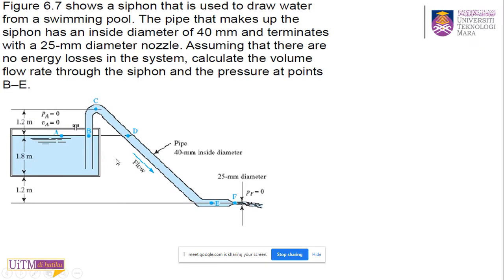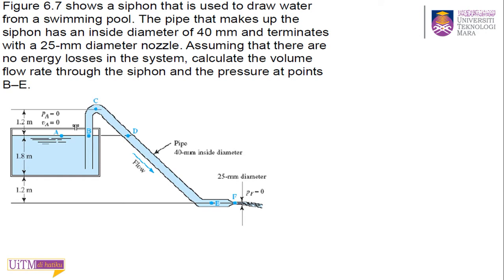Okay. Can you see my slide? Yes, sir. Okay, we will use this slide to see some examples of Bernoulli's equation application.